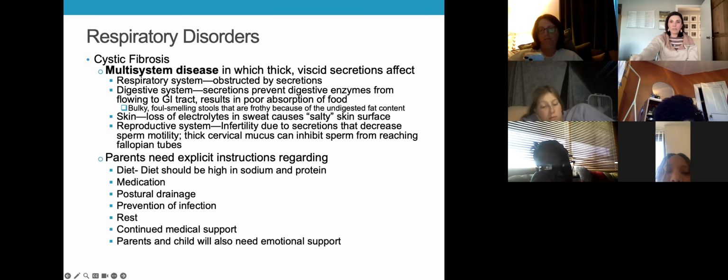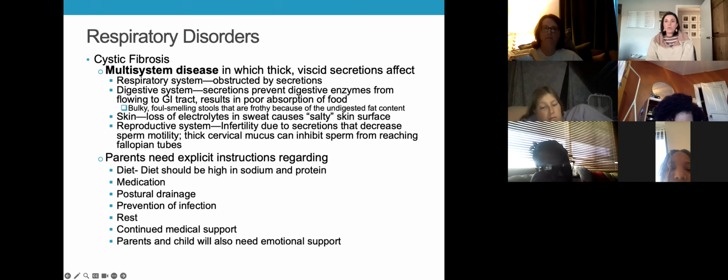When we're talking about cystic fibrosis, it is a multi-system disease in which thick viscid secretions affect our respiratory system, digestive system, our skin, reproductive system. So our respiratory system gets obstructed by those really thick secretions. And then those same secretions prevent our digestive enzymes from flowing into our GI tract, which means we can't absorb the nutrients in our food very well. So we'll have bulky, foul-smelling stools that are frothy because of the undigested fat content.